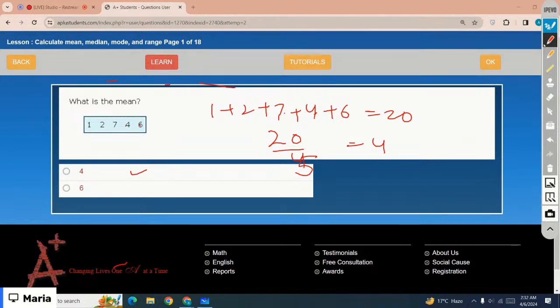What is the mean? Mean is the average value of the given data, right? So how do we calculate the mean? We simply have to add all the numbers and divide by the number of values. Like there are 5 values, so I divided them by 5, right? So the correct option is 4.